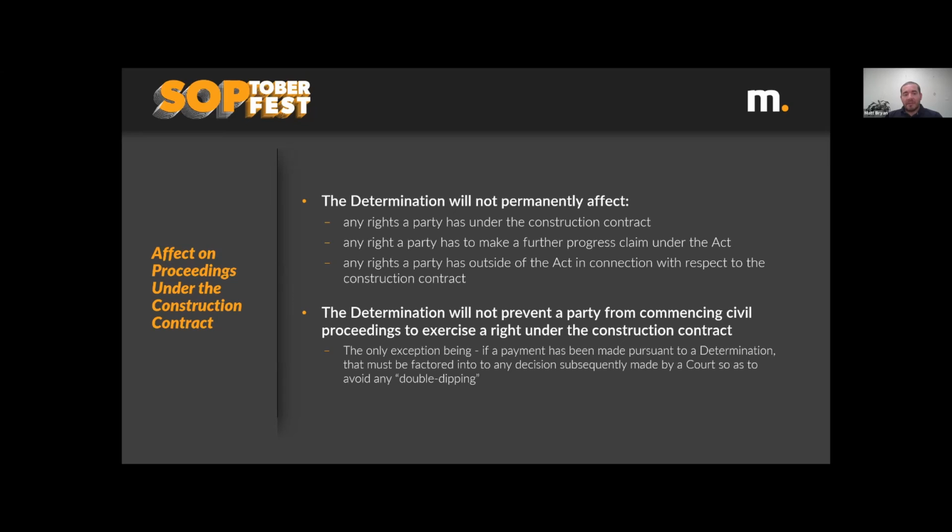If a party does feel disgruntled at the end of the process, they always have the ability to commence proceedings in the ordinary way, and that's really the trade-off for the ability on the part of the claimant to fast-track payment. On the flip side of that, a respondent may still be able to commence proceedings if they wish to in the ordinary course.